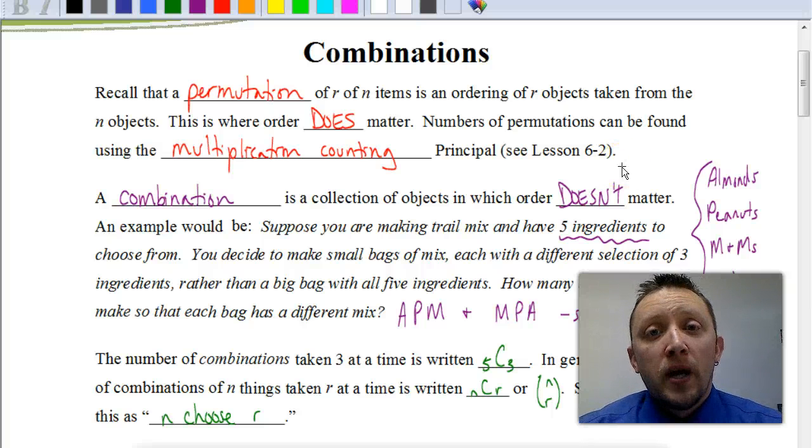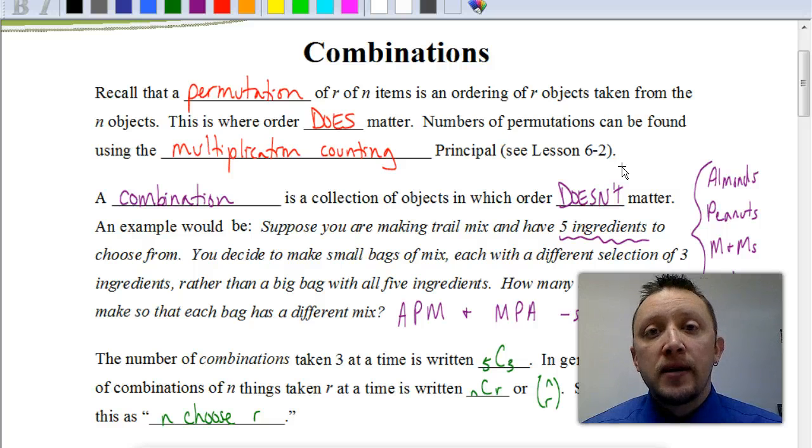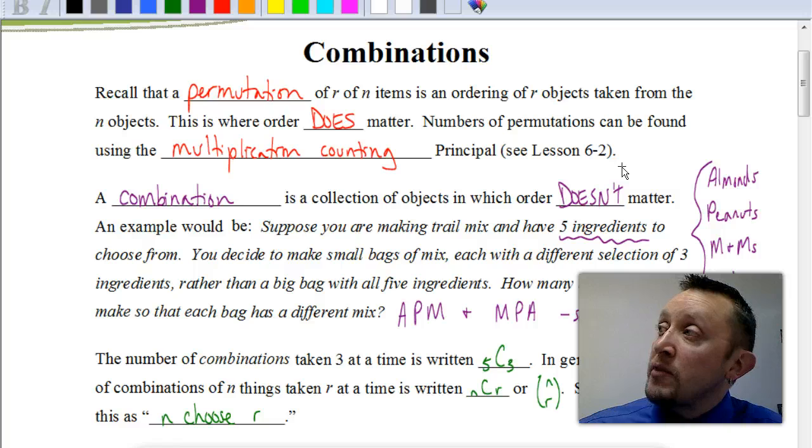Well, welcome. In this video, we're going to be looking at combinations, which is something that we're going to be using throughout this entire chapter. So it's important to make sure you understand this concept. But before we talk about this concept, let's review what a permutation is.